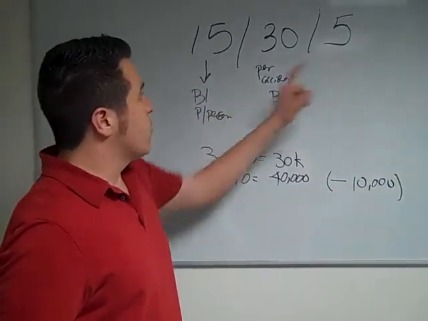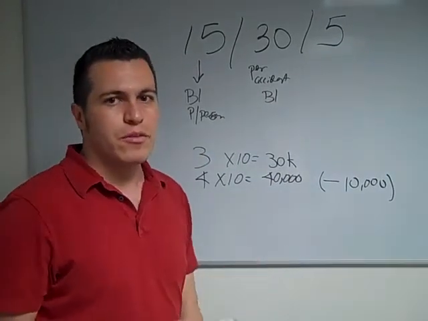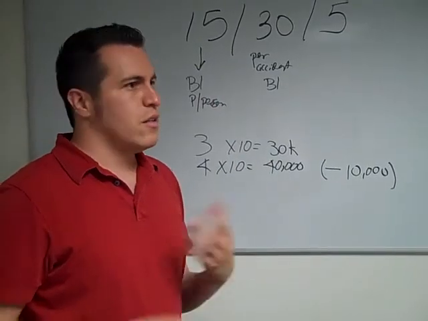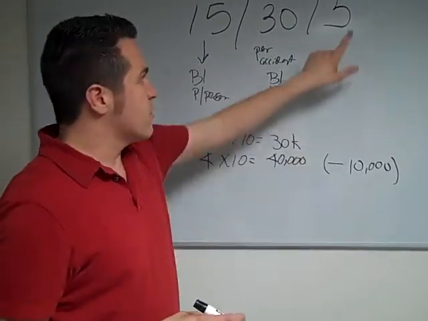Okay. The third number here is property damage. Property damage would be damage to the other person's vehicle, a fence, a building. It depends on the type of accident, but physical property damage is the third number.